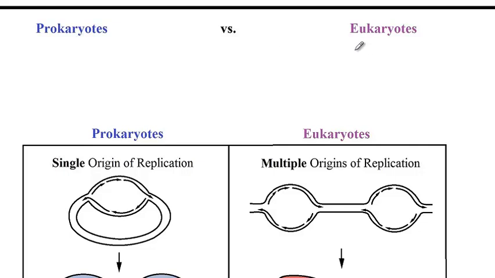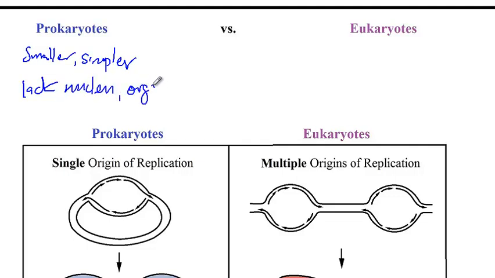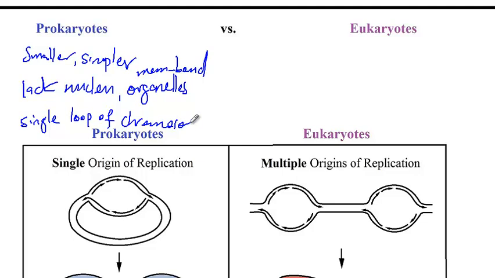So in comparison to eukaryotes, prokaryotes are smaller, simpler, and lack a nucleus or any membrane-bound organelles. So membrane-bound organelles, like for instance mitochondria, are absent. Mitochondria, peroxisomes, these are all absent in the prokaryotic cells. They're made only of a single loop of chromosome and there are no histones in prokaryotic cells.